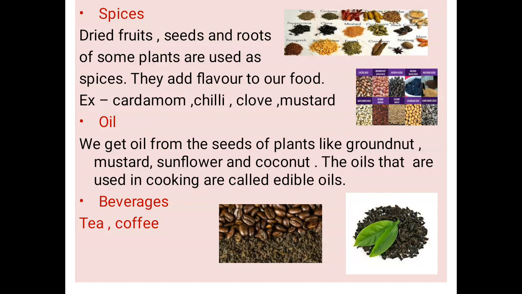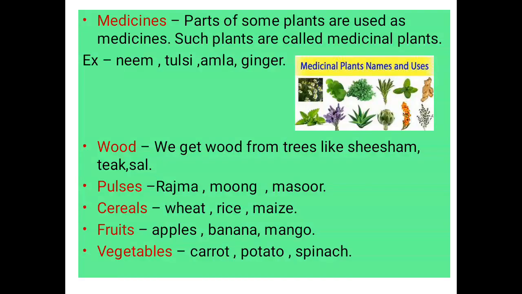We get even beverages like tea and coffee. We also get medicines from plants. Parts of some plants are used as medicines. Such plants are called medicinal plants. For example, neem, tulsi, amla, ginger. We also get wood from trees like shisham, teak and sal.